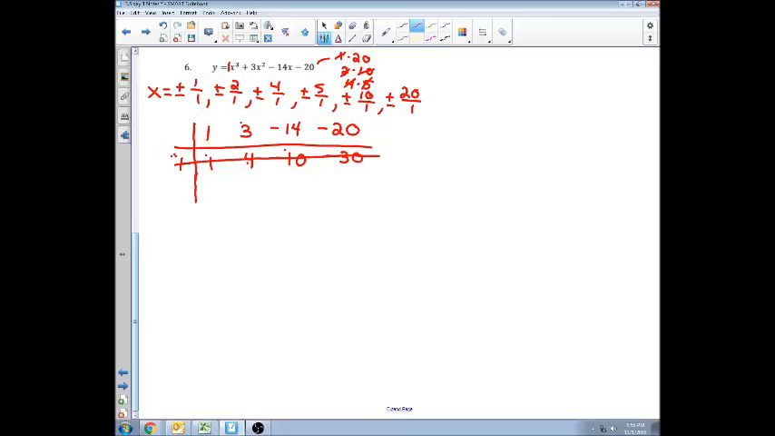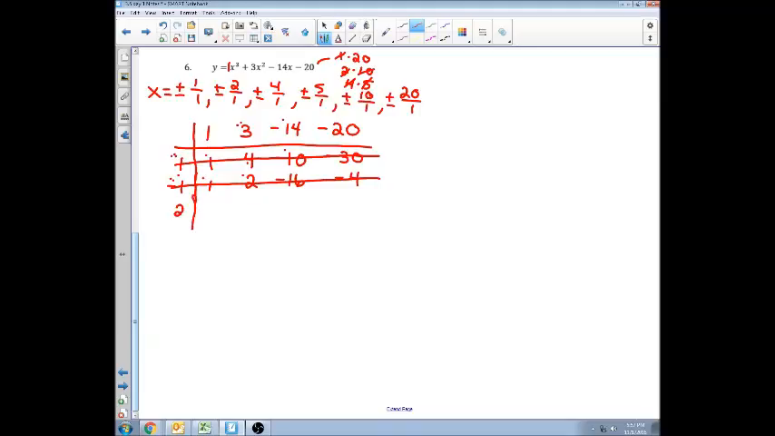So I'm going to go on to my next smallest, which is negative 1. If I drop 1, 1 times negative 1 is negative 1. Negative 1 plus 3 would be positive 2. 2 times negative 1 is negative 2. Negative 2 minus 14 would be negative 16. Negative 16 times negative 1 would be positive 16. Positive 16 minus 20 would be negative 4. So that also did not work.